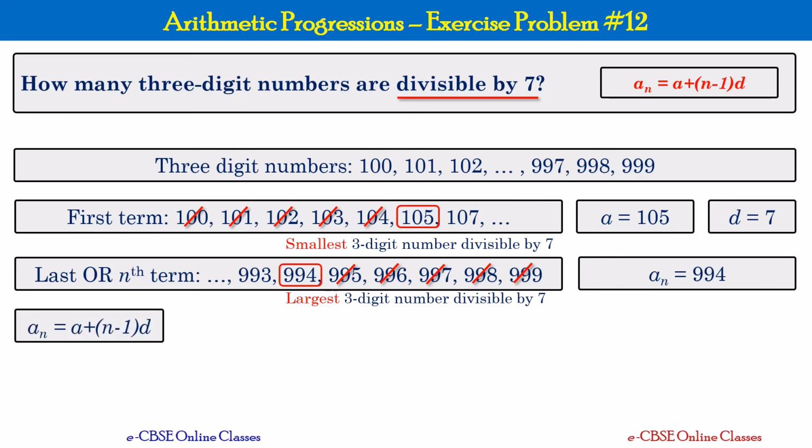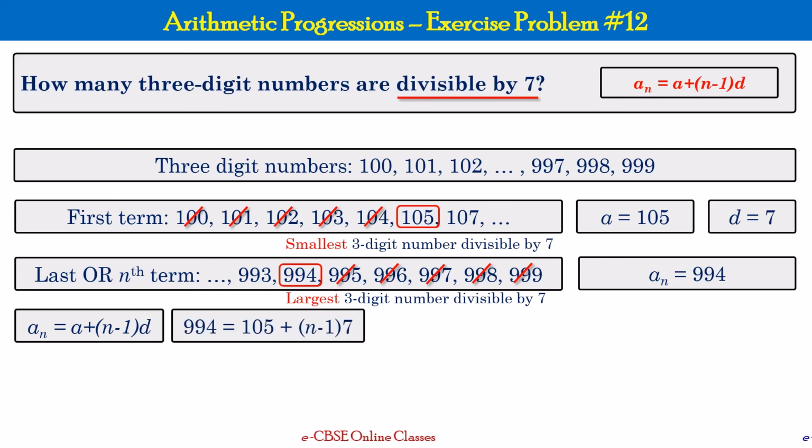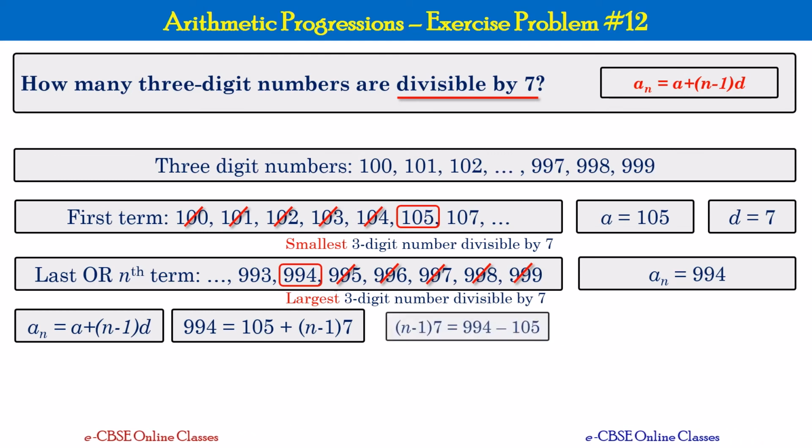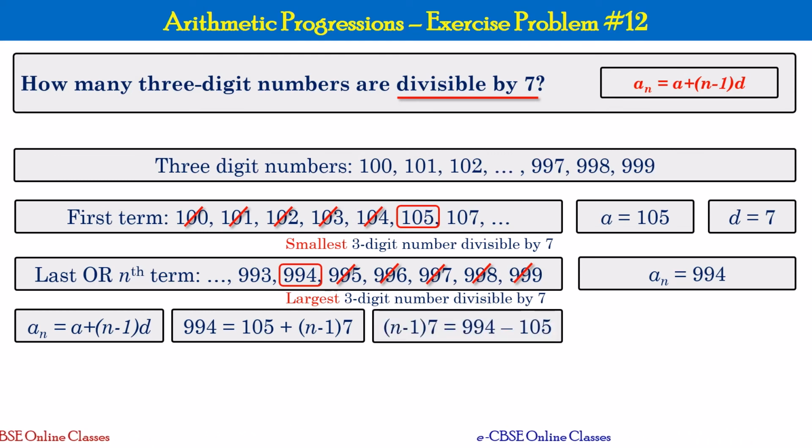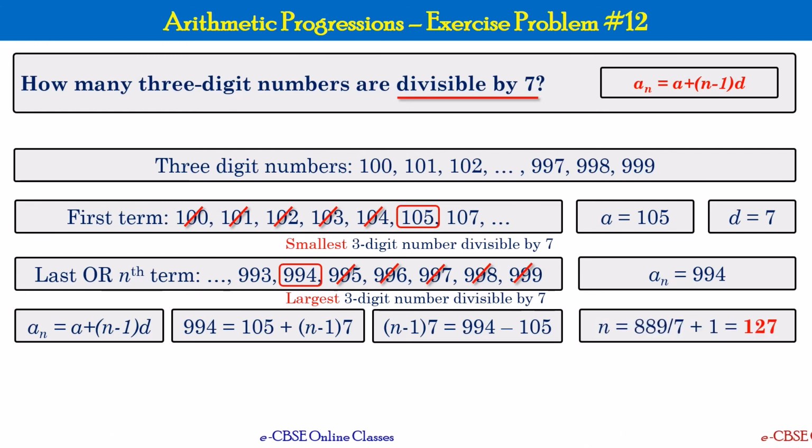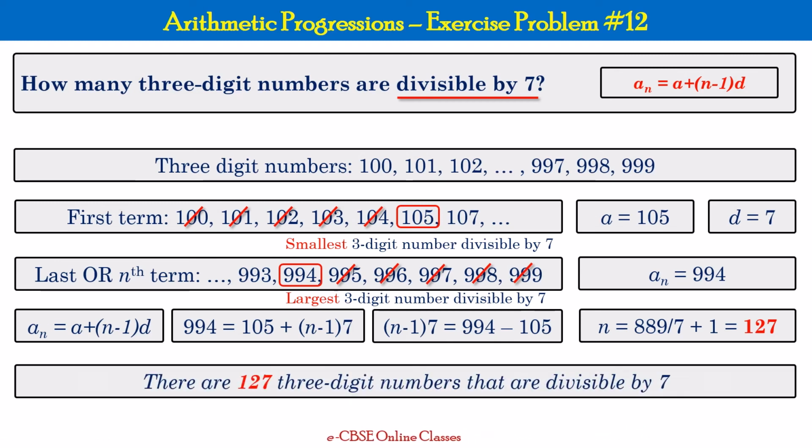The expression is an equal to a plus n minus 1 into d. Let us substitute the values of an, a and d. It becomes 994 is equal to 105 plus n minus 1 into 7. Rearranging this, it becomes n minus 1 into 7 is equal to 994 minus 105. That becomes 889. So n is equal to 889 by 7 plus 1. That is equal to 127. So we got the value of n equal to 127. That means the total number of 3-digit numbers which are divisible by 7 are 127.